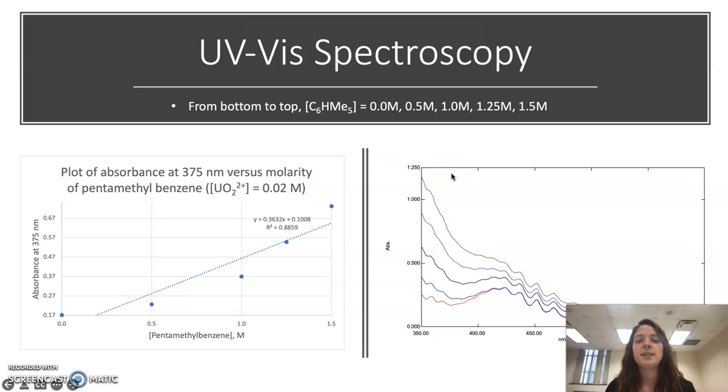First was the UV-Vis spectroscopic analysis of pentamethylbenzene with varying concentrations in uranyl held constant. With each increase in concentration of pentamethylbenzene, there was also an increase in the absorbance of uranyl, proving that an EDA complex forms and that this is via the inner sphere charge transfer.